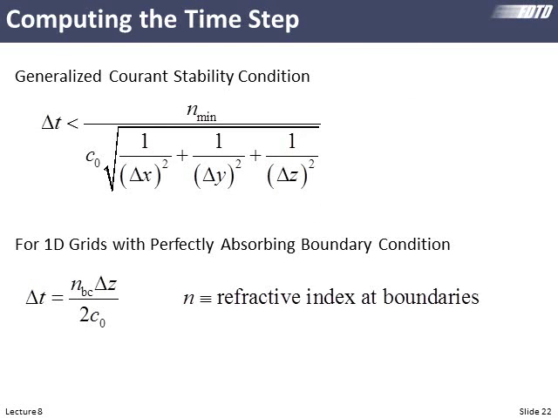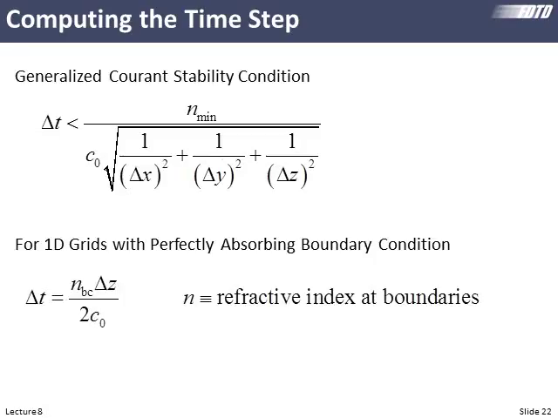Given the grid size, then we can calculate our time step. And we talked about something called the Courant stability condition. We showed that in a finite difference time domain model, it's numerically impossible for a wave to propagate farther than one cell in two time steps. So if you're modeling a physical wave that would actually have to propagate faster than that, things would go unstable. That's not possible. So we need to make the time step small enough that the physical wave would not need to outpace the numerical wave. And so that's called the Courant stability condition.